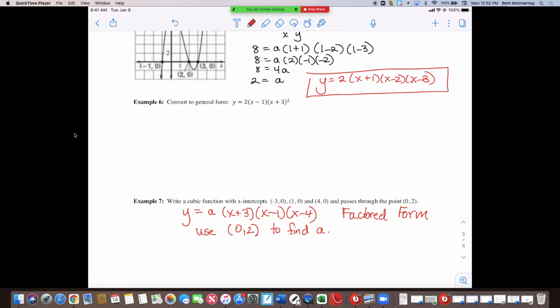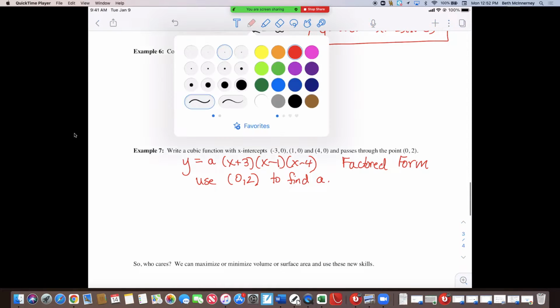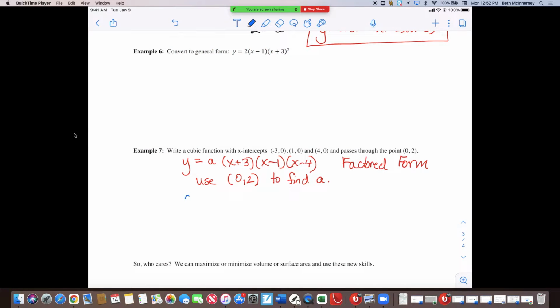Because what you're trying to do when you're working problems is not just get answers, we're really interested in demonstrating our thinking. What were you thinking? What do you know? What knowledge do you have? When you know x-intercepts, we immediately know the factored form. So then let's plug in 2 equals a times 0 plus 3, 0 minus 1, 0 minus 4.